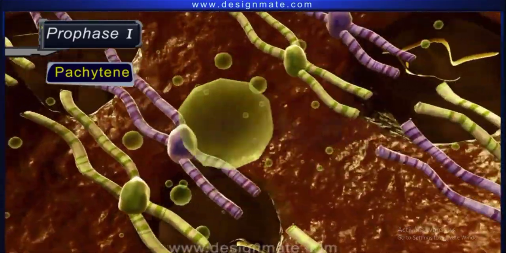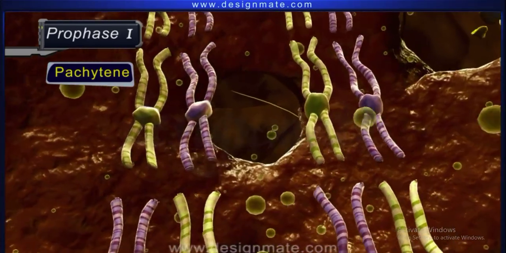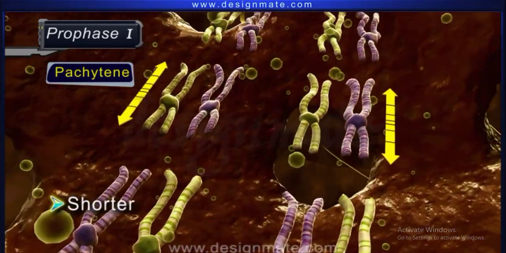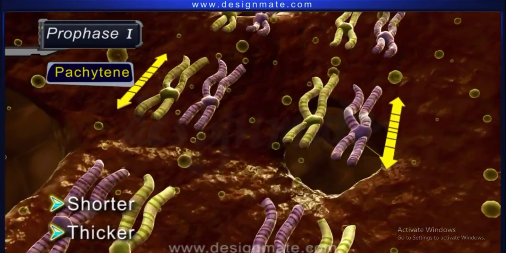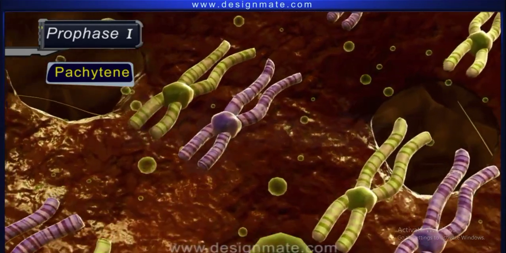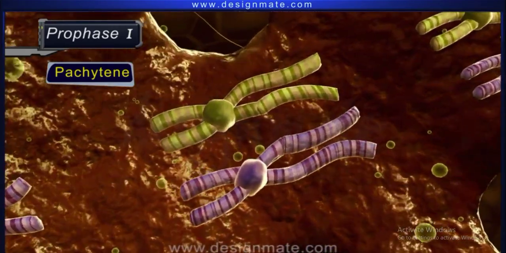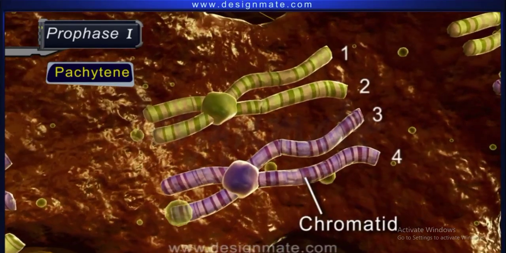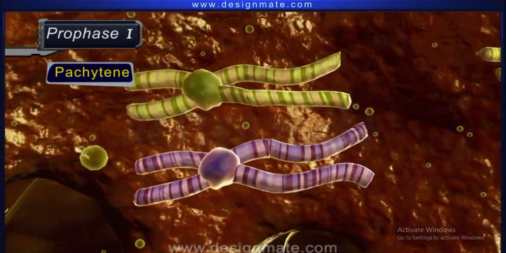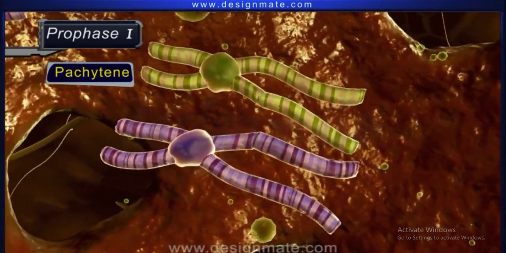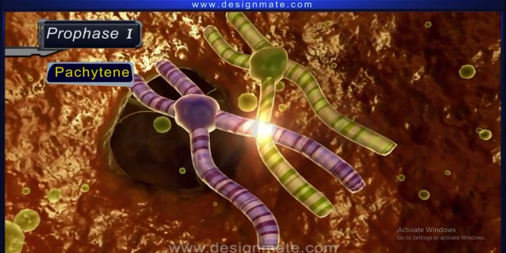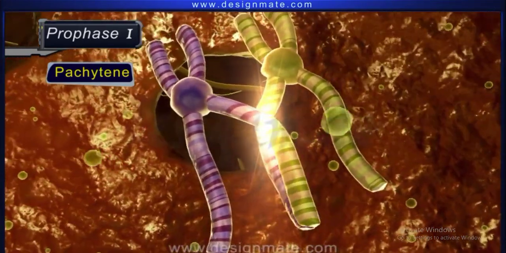The bivalent or homologous chromosomes further undergo longitudinal contraction and become shorter and thicker. This marks the beginning of pachytene. Each bivalent chromosome is composed of 4 chromatids, therefore called tetrads. At this point, chromatids of homologous chromosomes cross over and they interchange chromatid segments, allowing more combinations of genetic material.